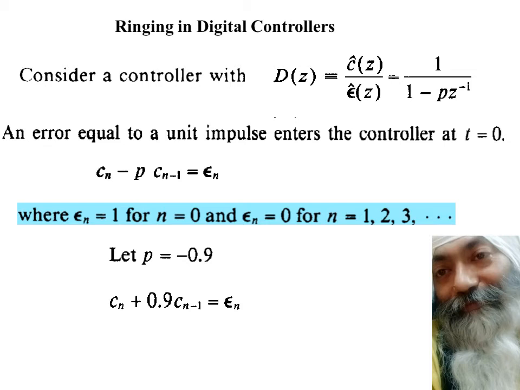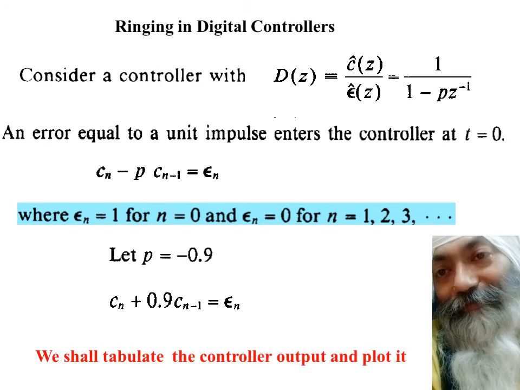So this process will continue and we will get a kind of table. We will plot a table and also a graph for this and see how it behaves for p equal to minus 0.9. We will also discuss it for p equal to plus 0.9, and then compare and contrast what is happening over there in the next slide.